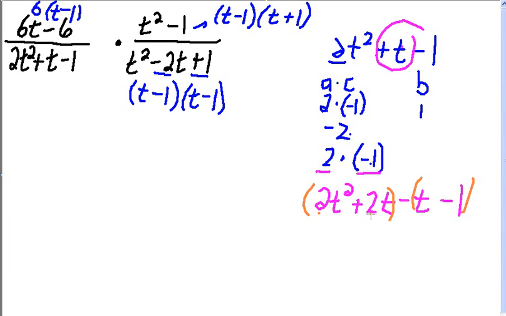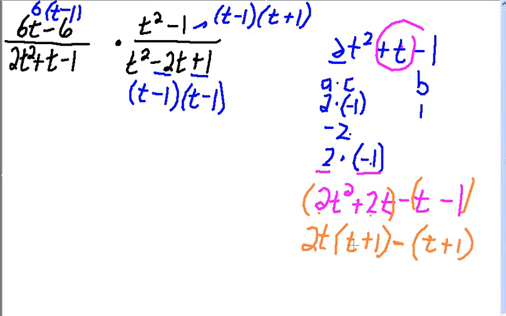I notice here I can pull a 2 out of both terms, and then I have a t squared and a t, so I can pull a t out. And that leaves me with t plus 1. Now, in the second part, I want to also get t plus 1. I notice here I've got t minus 1, but there's a negative sign out front. So I am going to pull out a negative 1 from both of these, and that's going to leave me t plus 1.